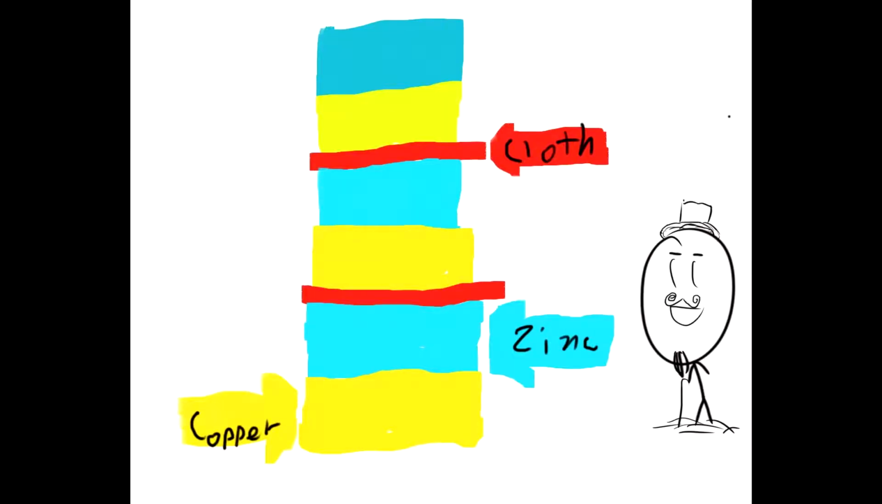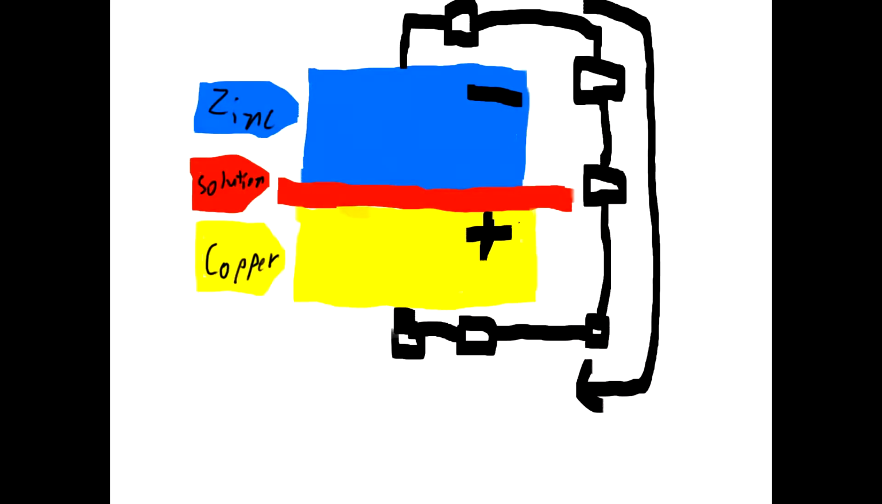The battery was a stack of copper, zinc, and cloth which was soaked in a weak acid. The process which happened was chemical compounds were transferred from the zinc to the copper and then to the cloth soaked in the weak acid.